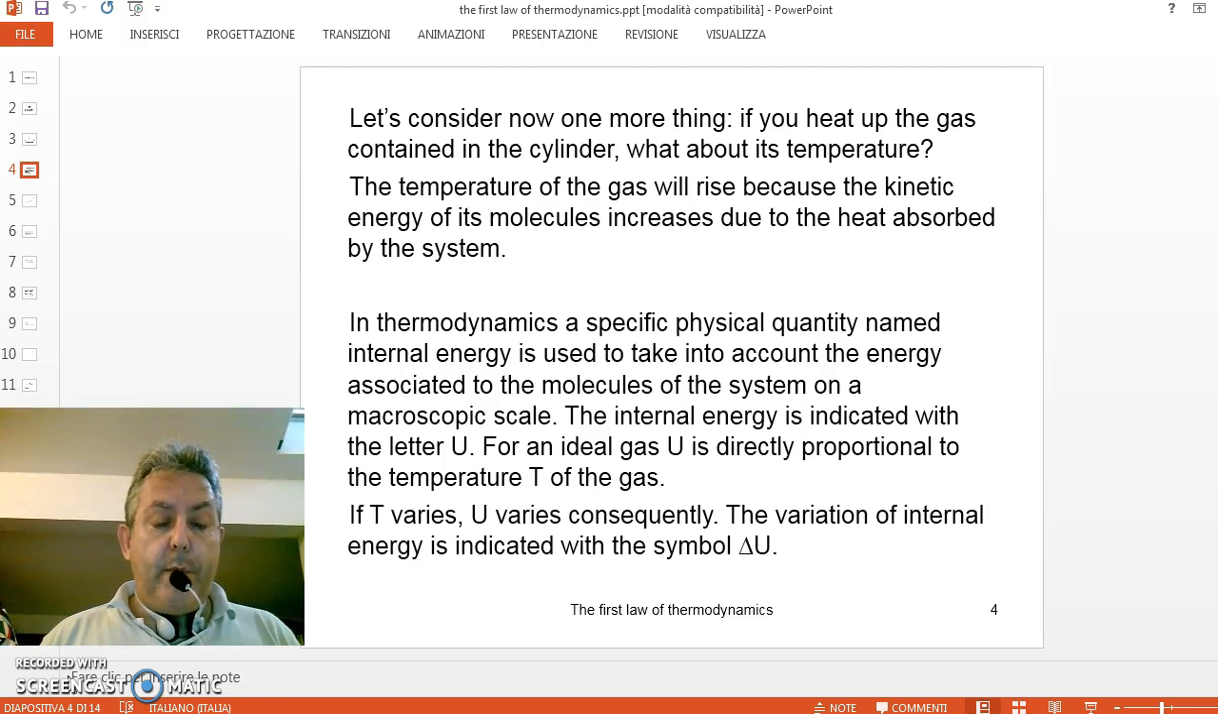There's a very important thing to say, and that is, for an ideal gas, U is directly proportional to the temperature of the gas. That means that if T varies, U varies consequently. And so we can introduce the concept of variation of internal energy. The variation of internal energy is indicated with the symbol delta U.